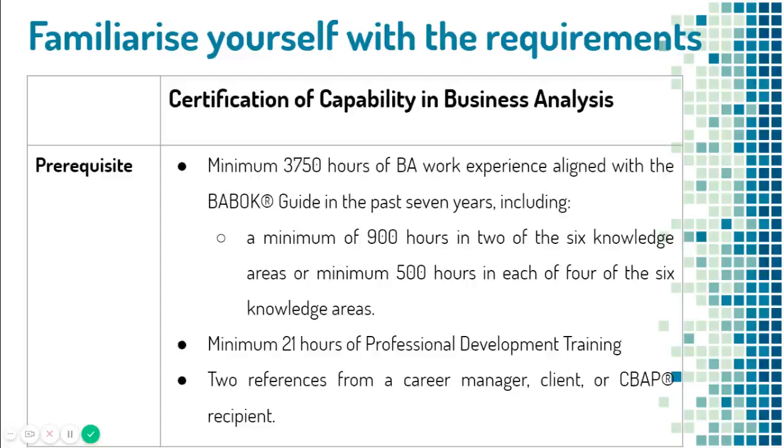The second requirement is for you to attend a training program which will enable you to document 21 hours of training. And you also need 2 references. They could be your career manager, they could be your clients who are CBAP recipients, or they could be your boss at work. So it could be someone very experienced, like your mentor in the field, or anybody who is CBAP certified. Also, this requires you to agree to the CCBA Code of Conduct as well.